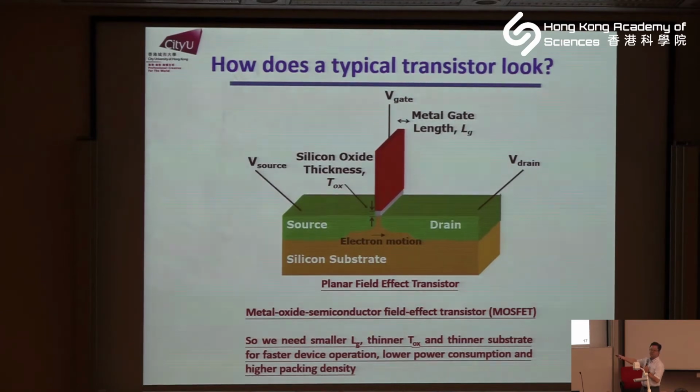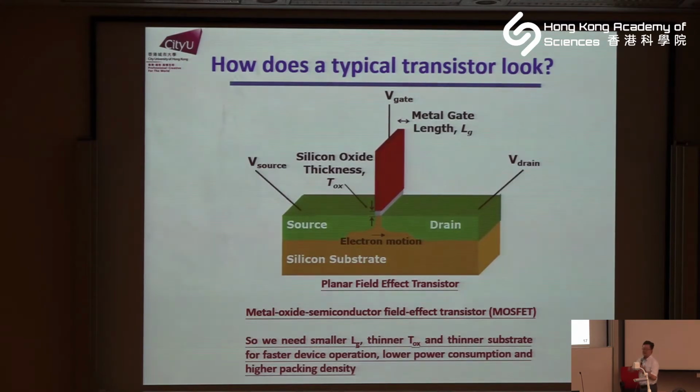In more detail, the gate is metal, and we use silicon oxide as an insulator to create a field into the active material. We use silicon as a substrate. Silicon is a semiconductor. So this is what we call a metal oxide semiconductor field effect transistor, called MOSFET. Okay? So this is only one transistor.